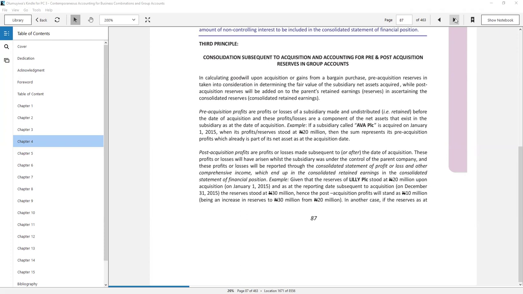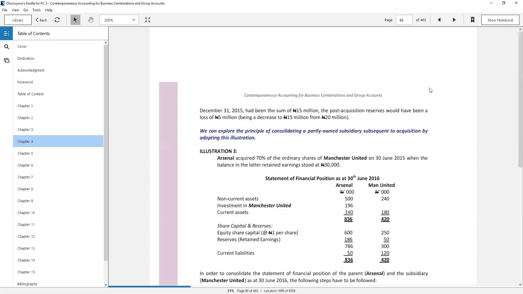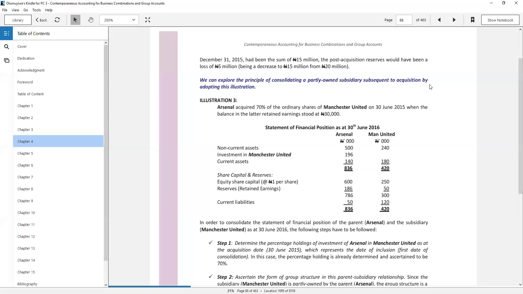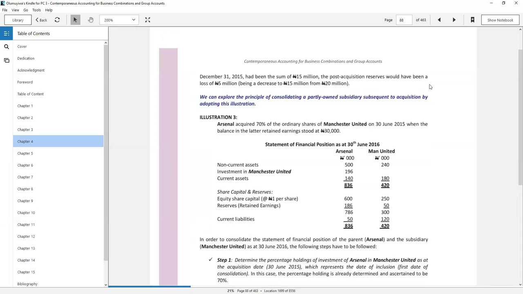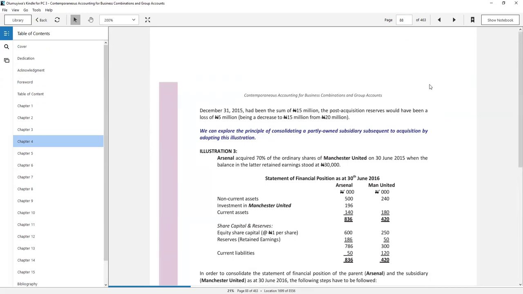In another case, if the reserves as at 31st December 2015 had been the sum of 15 million, the post-acquisition reserves would have been a loss of 5 million naira, being a decrease to 15 million from 20 million.